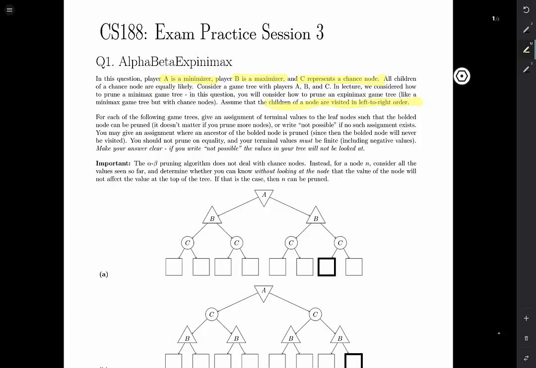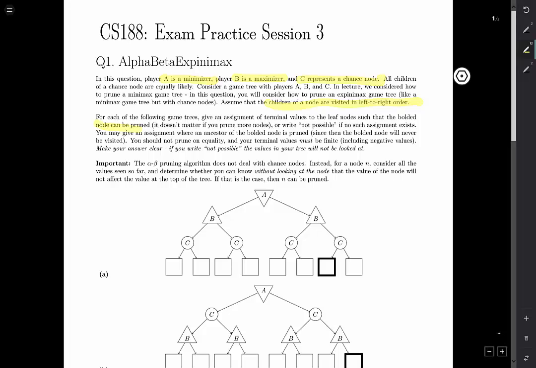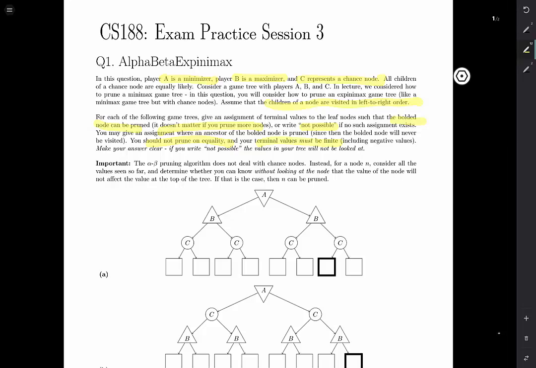For each of the following game trees, we want to give an assignment of the terminal values to the leaf nodes such that the bolded node can be pruned. But it's okay to prune more nodes. And if there is no assignment such that the bolded node can be pruned, we should write not possible. We should not prune on equality, and the terminal values must be finite. So these are the important details of the question that we'll need to use in order to answer the question.